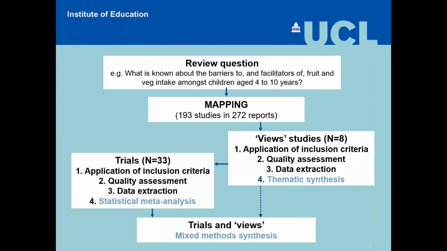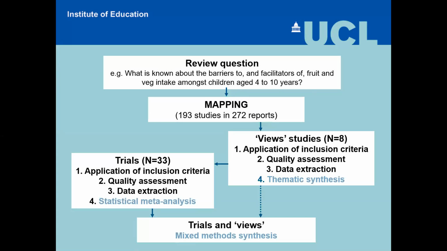So you can see that we had our initial review question: what is known about the barriers to and facilitators of fruit and vegetable intake amongst young children, aged 4 to 10 years. We did our systematic searching and screening, and we identified a huge number of studies, but we narrowed down to look at 2 sets of studies. One of those sets was the qualitative studies, of which we had 8, and we did apply inclusion criteria, but also some quality appraisal questions to that work, and we synthesized the evidence.